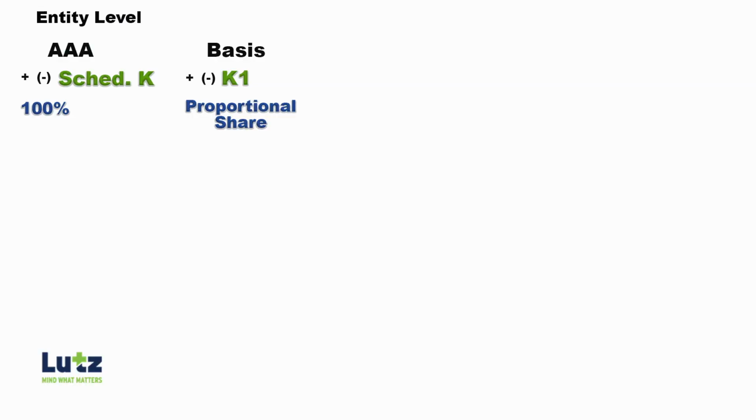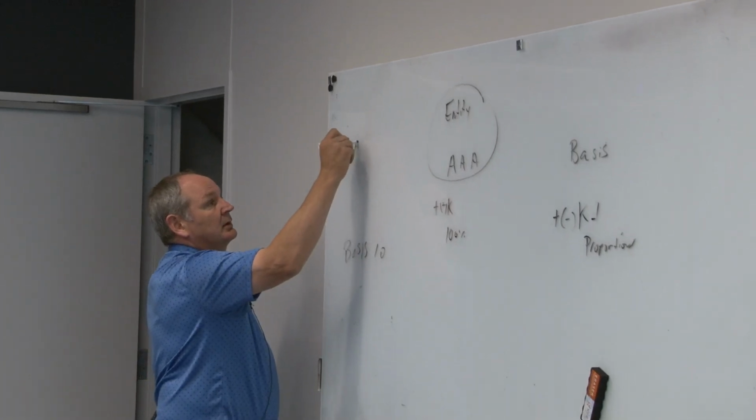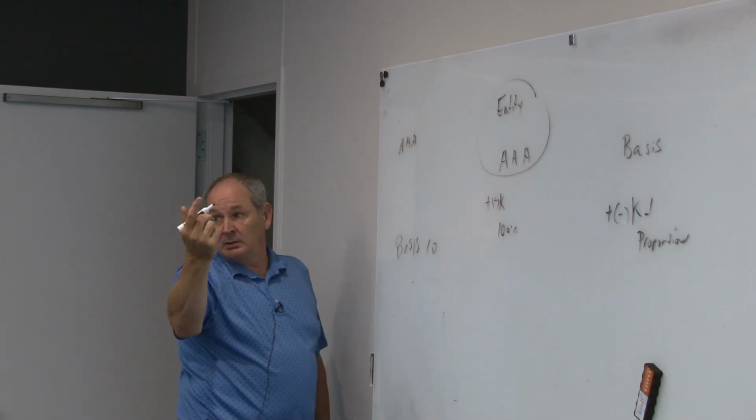Loans? Nope. If you convert to a C corp, that's completely appropriate, I don't mind that. So let me ask this question: if Lucas has a corporation and he's the guy that started it, and his basis is 10K, and AAA, since he started it, what should it be? 10.